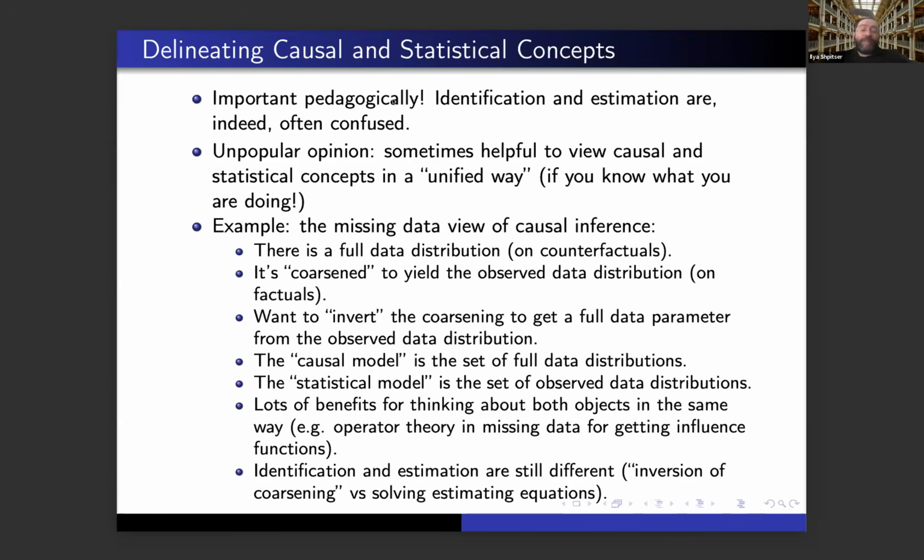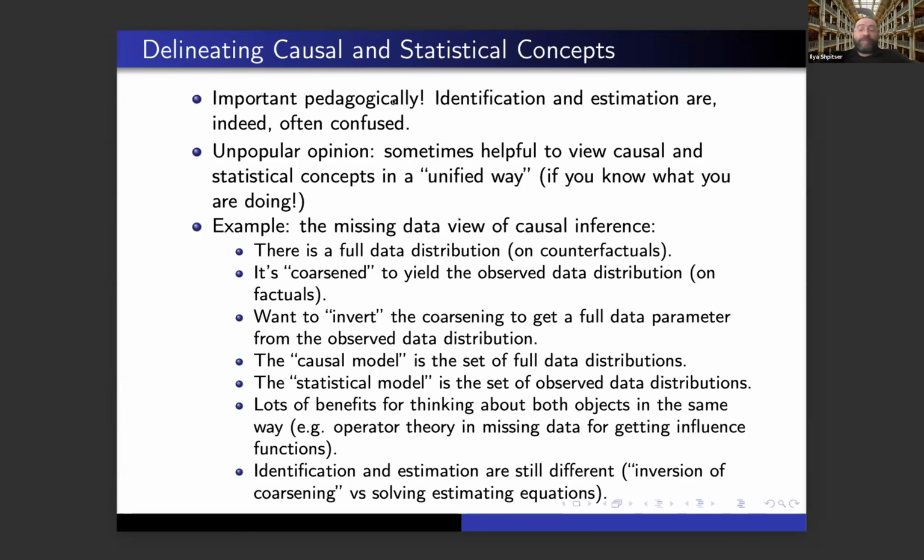So for example, the missing data view in causal inference I found quite helpful. In that view, there is a full data distribution on counterfactuals, and it's coarsened by some version of consistency to yield the observed data distribution on the factuals. And typically, you want to invert this coarsening to get some full data parameter from the observed data. That would be the identification part. And the reason this is a unified view is that the causal model is just a set of distributions, which happen to be partly unobserved. And the statistical model is, again, a set of distributions, which happens to be observed. And there are lots of benefits to thinking about both of these objects as the same kind of object for doing math, for getting results out.